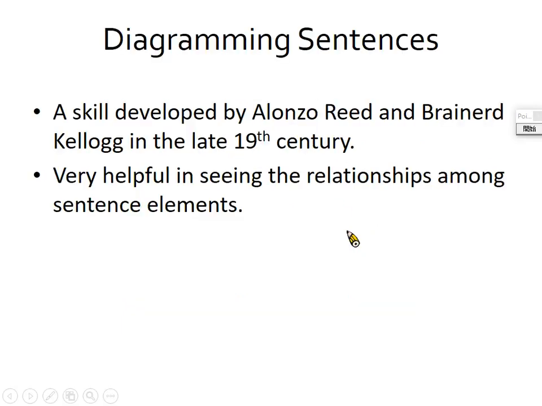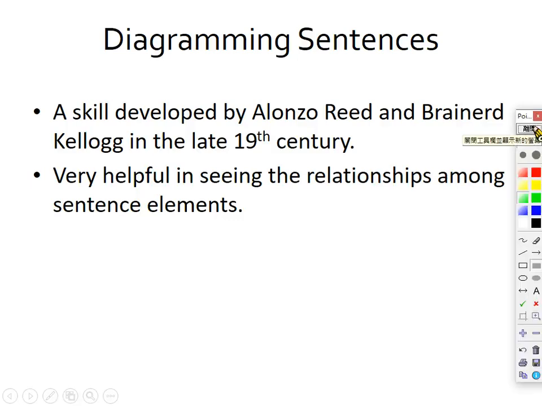Let's see this one. Diagramming sentences, why it is very important. Well, basically, let me give you some basic idea. It is a skill developed by Alonzo Reed and Bernard Kellogg in the late 19th century. So, it's not a new knowledge. Actually, everyone learning linguistics may have some idea about sentence diagramming. And everyone interested in language learning may be able to learn some from this. Of course, you did not learn this in high school and not even in college, but lucky for you, you are doing it right now.